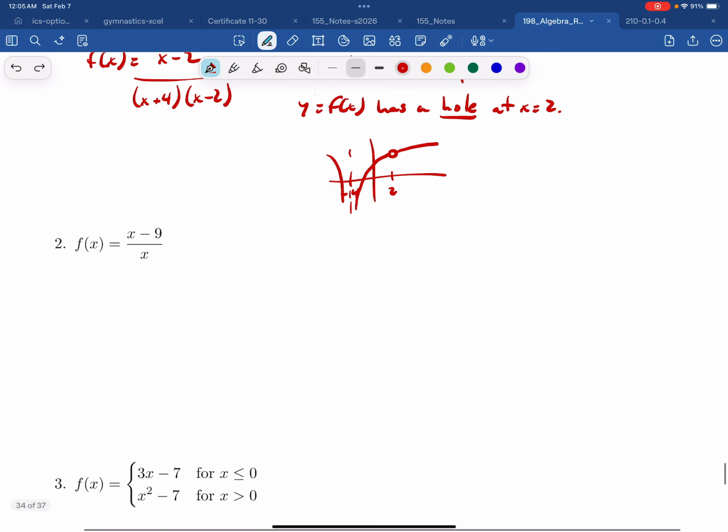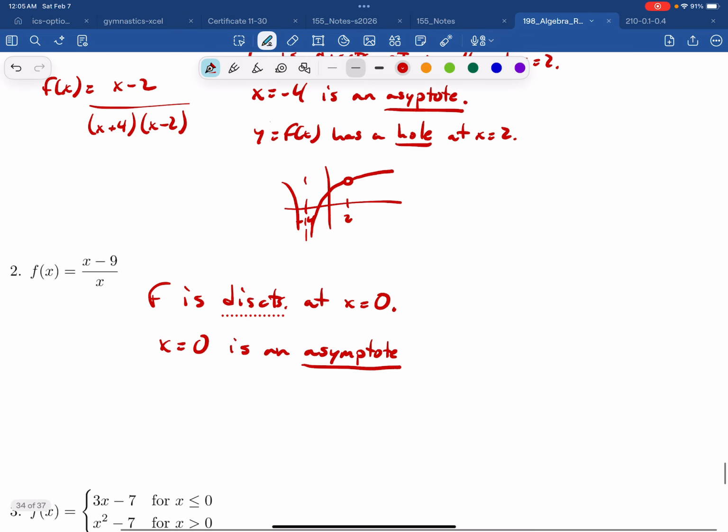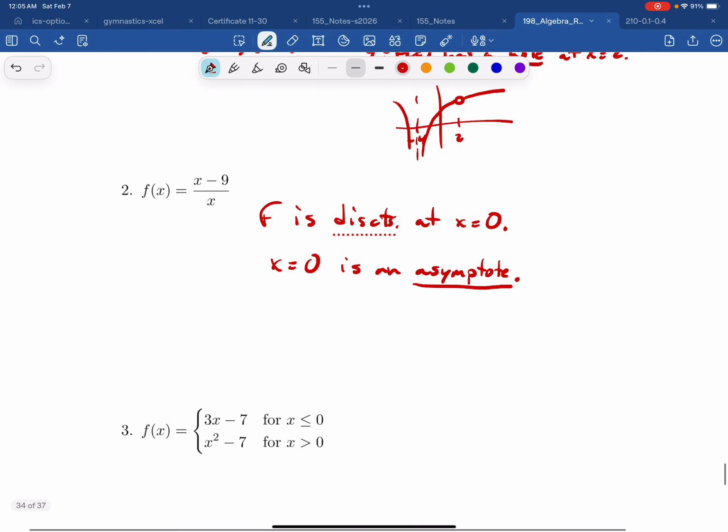Let's look at another example, number 2. Here, I think it's clear f is discontinuous at x equals 0, right? Because we're clearly dividing by 0. And x equals 0 is, again, an asymptote, what we call a vertical asymptote. That's all there is to it. Again, if you were to graph this, it would be something along the lines of this, something like that. All right, you get that.